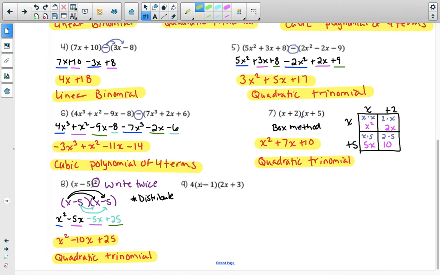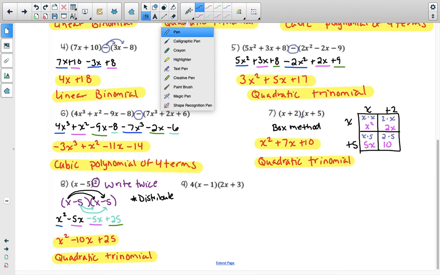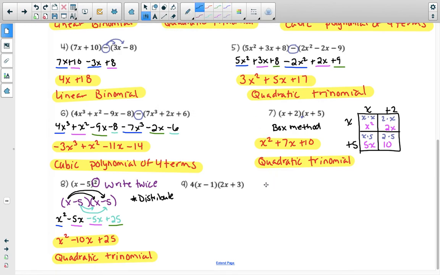So on question 9, I'm also going to distribute again. Because if we look in between the parentheses, there's no operation, there's no addition or subtraction in between, so it is a multiplication. Now, because there is a coefficient out front, and then we have a parentheses and then another parentheses, we actually have 3 pieces that are being multiplied instead of just 2.